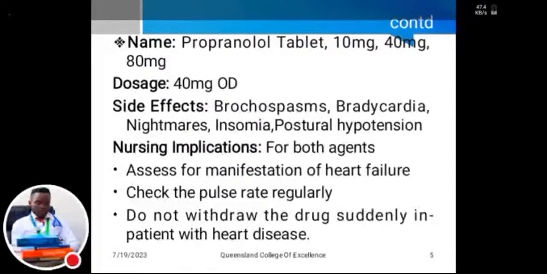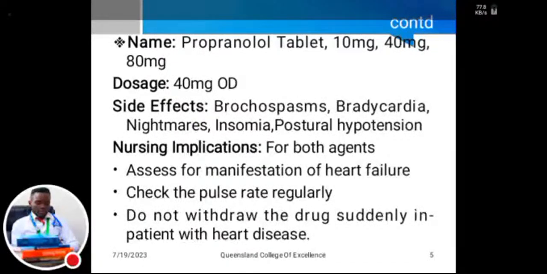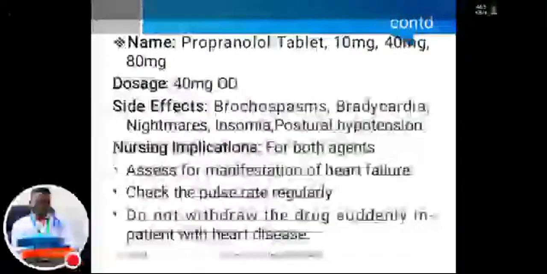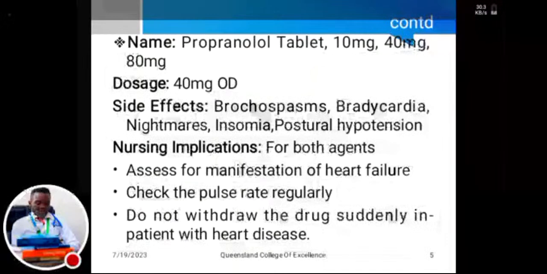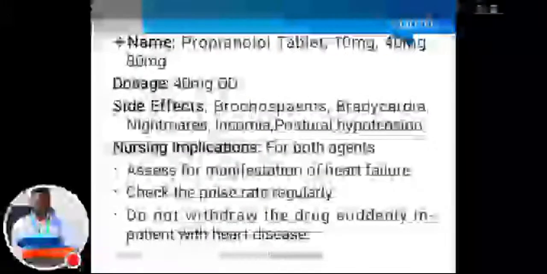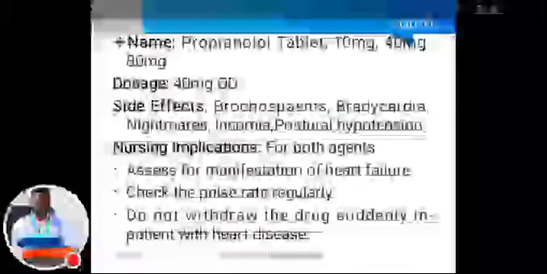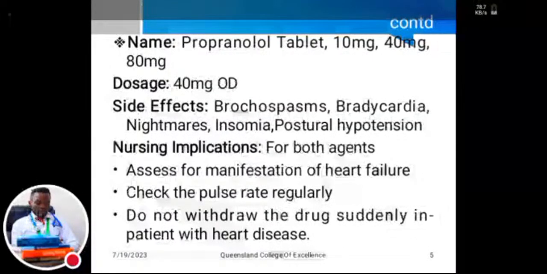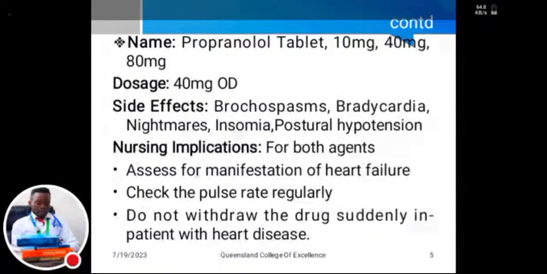The other drug is propranolol. Remember, I said they all end with -lol. This is a tablet that comes in 10 milligram, 40 milligram, as well as 80 milligram. Dosage is 40 milligram once daily. Side effects: it brings about bronchospasm. What is bronchospasm? When you breathe, you feel a pain in the chest. That is bronchospasm due to some spontaneous sympathetic neural impulses within the thorax. Then it also brings about bradycardia. Remember, you're awake, but your heart muscle is pumping very low. That is bradycardia. And it also brings about nightmares.